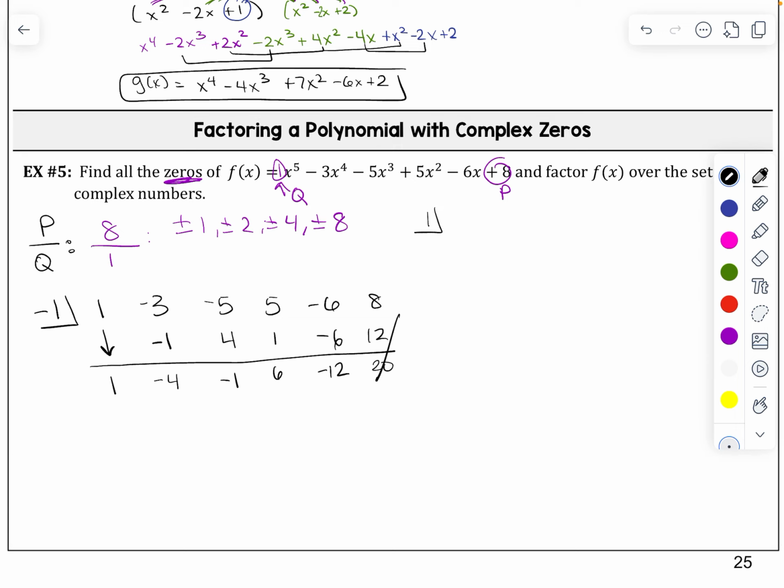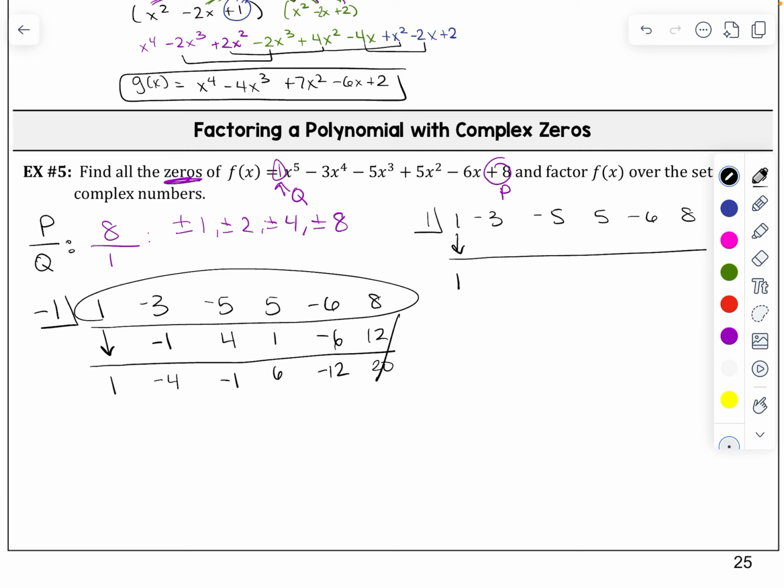Let's try positive 1. So we're going to use our same numbers that we used here. 1, negative 3, negative 5, 5, negative 6, 8. And we're going to do the same process. Bring it down, multiply, add down. Multiply, add down. Multiply, add down. Multiply, add down, multiply, add down. Okay, so we've got a remainder of 0, meaning this right here, 1 is a 0.